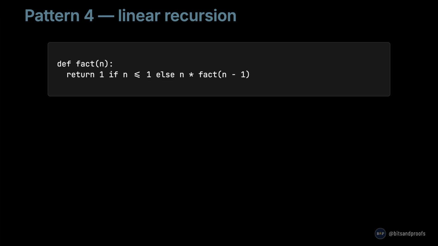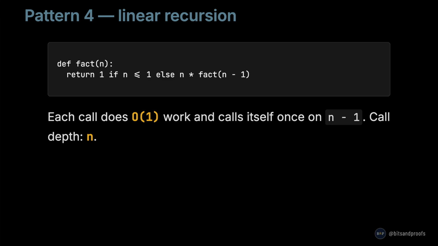Pattern 4, linear recursion. Factorial of n returns 1 if n is small, otherwise n times factorial of n minus 1. Recursion that calls itself once per step. Each call does constant work, just one multiplication and one comparison. And it calls itself once on a smaller input, specifically n minus 1. So the depth of the recursion is exactly n. N calls total, each doing constant work. So this is O of n.